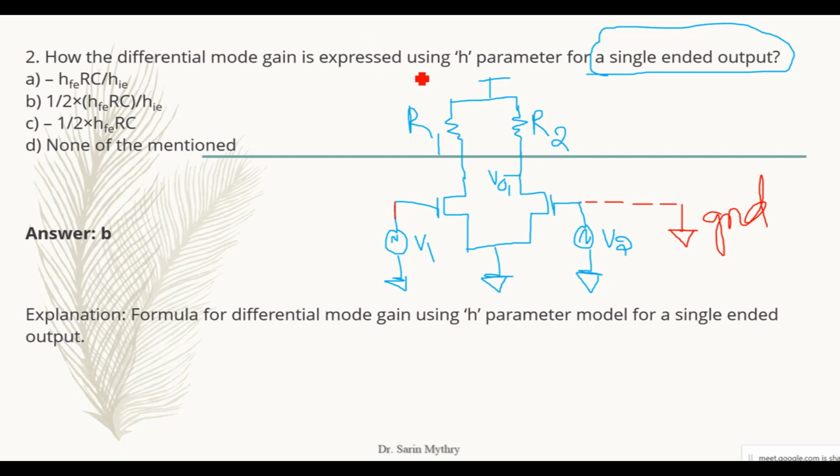Now from this one, we have already used the H parameters in the class for deriving the outputs of this particular differential amplifier, and we have got the output. The second one is the correct output. We have derived the H parameter derivations for the gain and these outputs in the class. If you want, you can go through those notes, and ultimately the answer will be half of HFE RC by HIE. So this could be your final output.